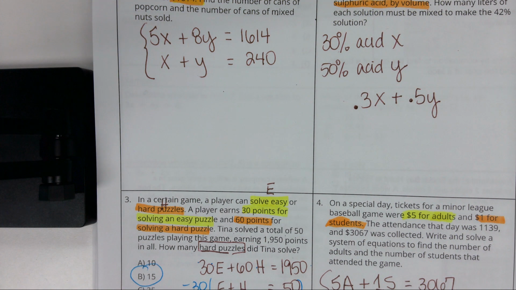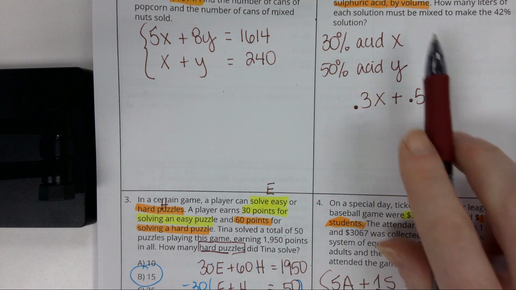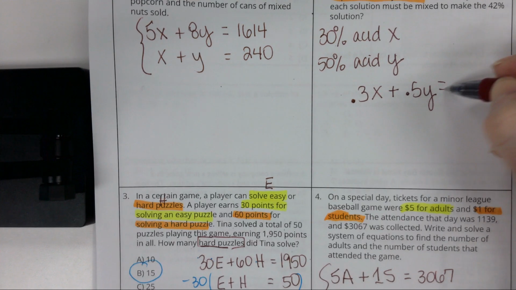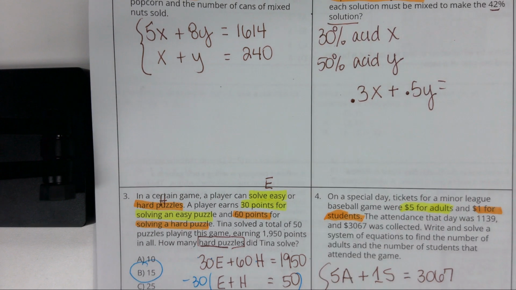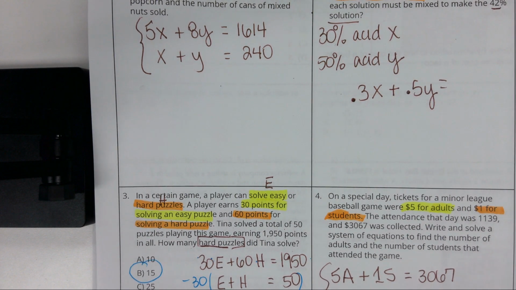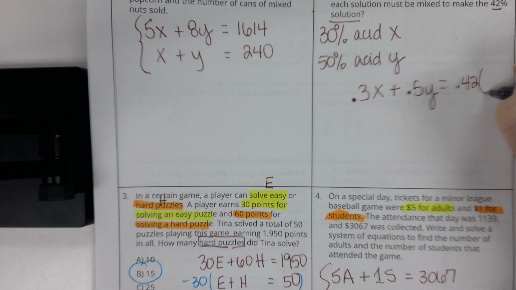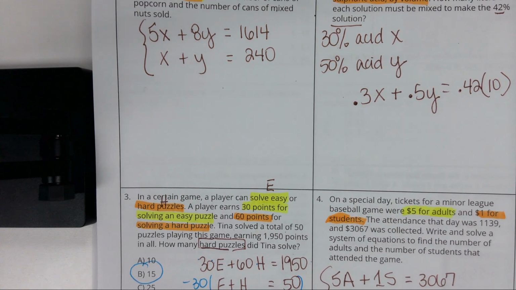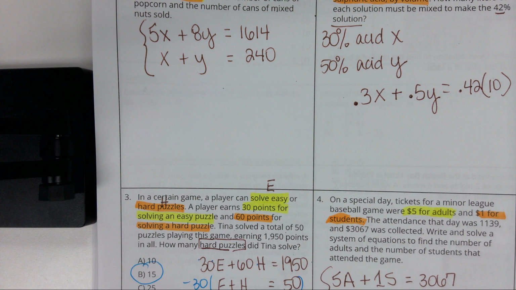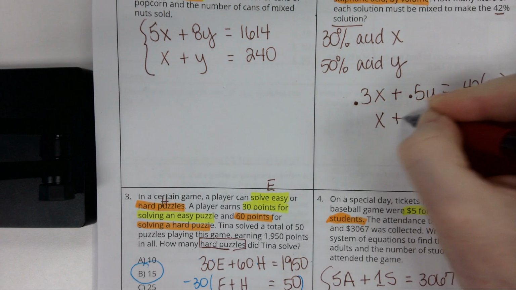Let's find another percent in the problem. Can somebody find the other percent in the problem? I want to put them together to make 42% of the solution. The solution was 10 liters. So I want to make this 42% of that 10 liters is acid. What is 0.42 times 10? Yeah, 4.2. The second equation is just like before. How many liters are there total in my solution? 10. So the second one would just be x plus y equals 10.